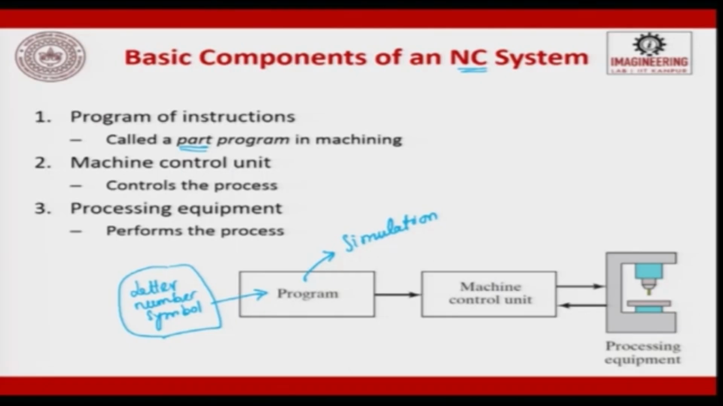Machine control unit. This machine control unit, based upon the symbols and numbers you use, has a controller which accepts the data values from the program and tries to execute it, or converts the software instruction into a hardware instruction and then communicates to the machine. And the third entity is going to be the processing equipment, performance of the process. So, this is nothing but the machine tool. Okay. So, the controller is used and here is a program. So, you need a program, you need a controller and you need a machine tool.